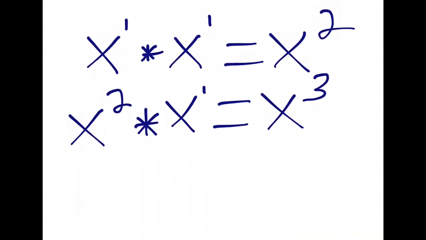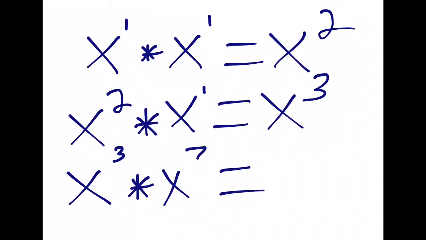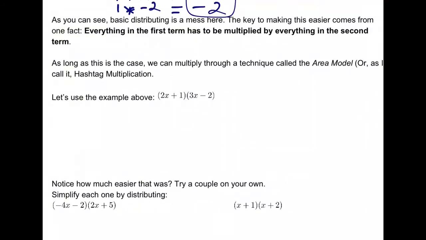This works with any number for an exponent. If I have x to the third multiplied by x to the 7th, how would I figure out my new exponent? I add 3 plus 7, and I get x to the 10th. As you can see, basic distributing is a mess here.